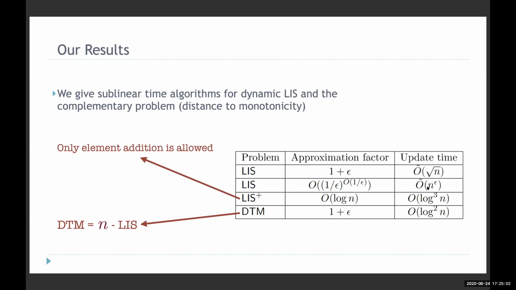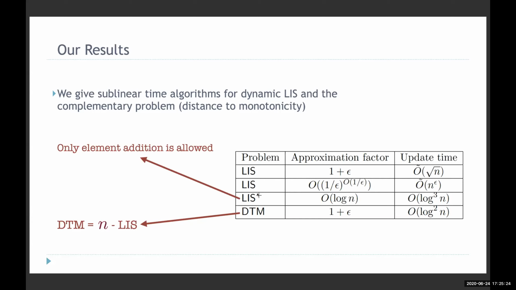The main contribution we're giving is this one. We give update time n to the epsilon, and the approximation factor is constant. So long as epsilon is constant, the approximation factor remains constant, but the trade-off is exponential. So it's 1 over epsilon to the 1 over epsilon. In the end, I'll say a few words about this one. But we also have some side results.